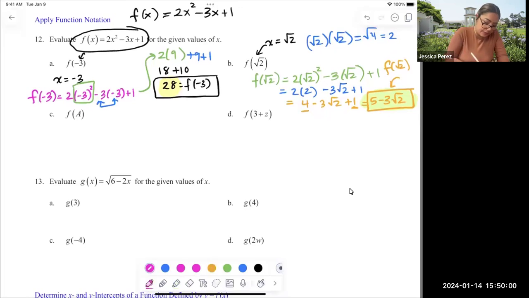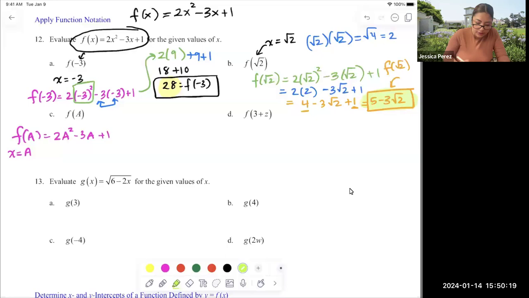Now what about f of a? Well, we know that x is equal to whatever's inside. So now everywhere I see an x, it's going to be the uppercase a. So this will be 2 times a squared minus 3 times a plus 1. And that's it. You can't do anything else. You're just substituting a into the function.